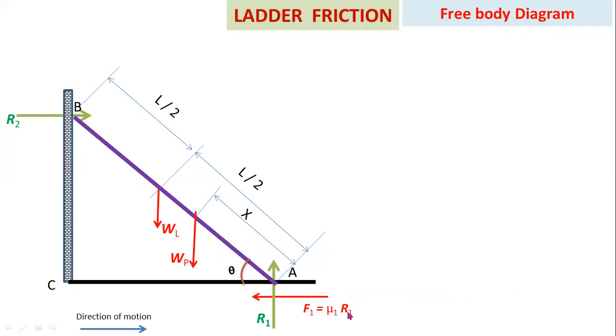Now F1 equal to mu1 R1 is the frictional force at the bottom of the floor. Now this end B moves downward, so for downward motion you have to consider upward frictional force. Now this is the free body diagram for this problem. From this free body diagram you have to calculate unknown values, that is reaction force R1, R2 and x distance.